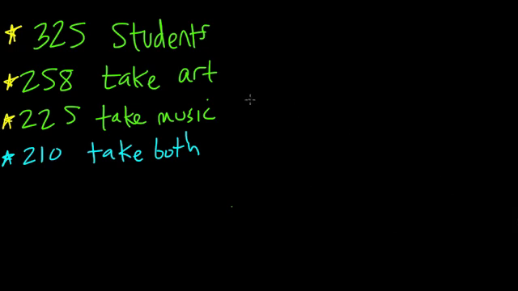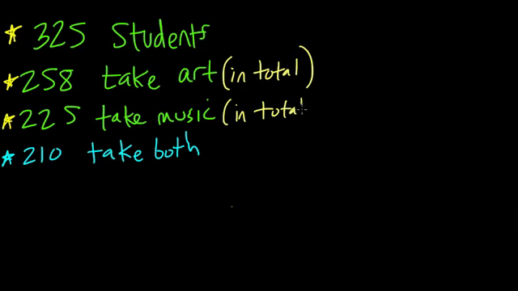I want to say that in these types of questions, they don't always say it in a very clear way, but what they're usually implying is that when they say 258 students take art, that means in total there are exactly that many students who take art, and in total there are this many students that take music. So when you set up your Venn diagram, you can't end up having more than 258 take art or music, right?